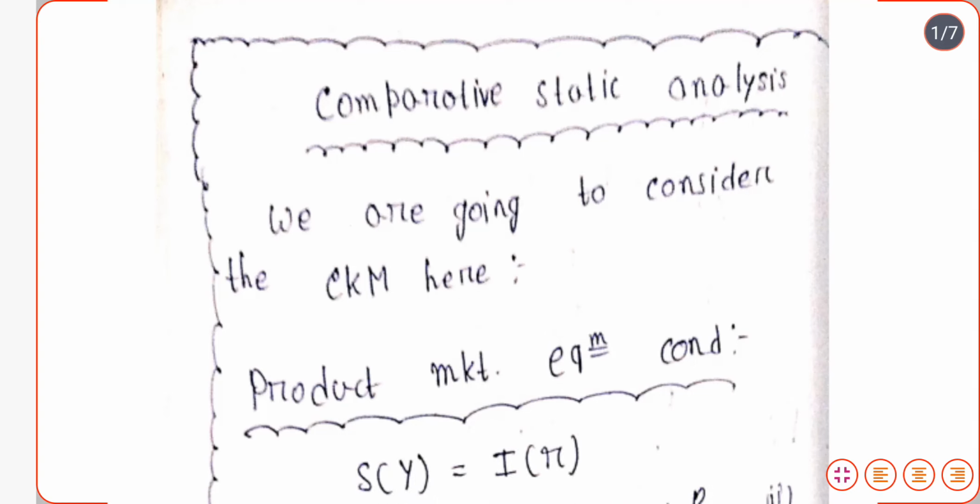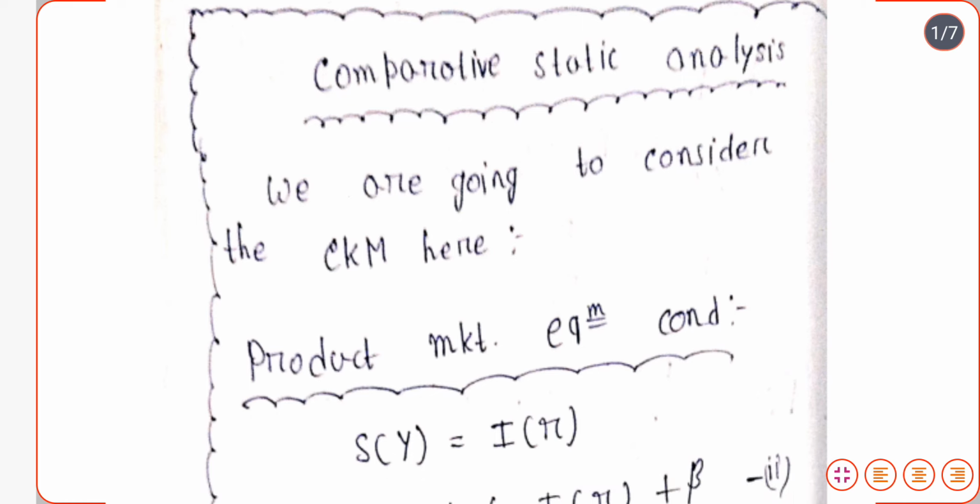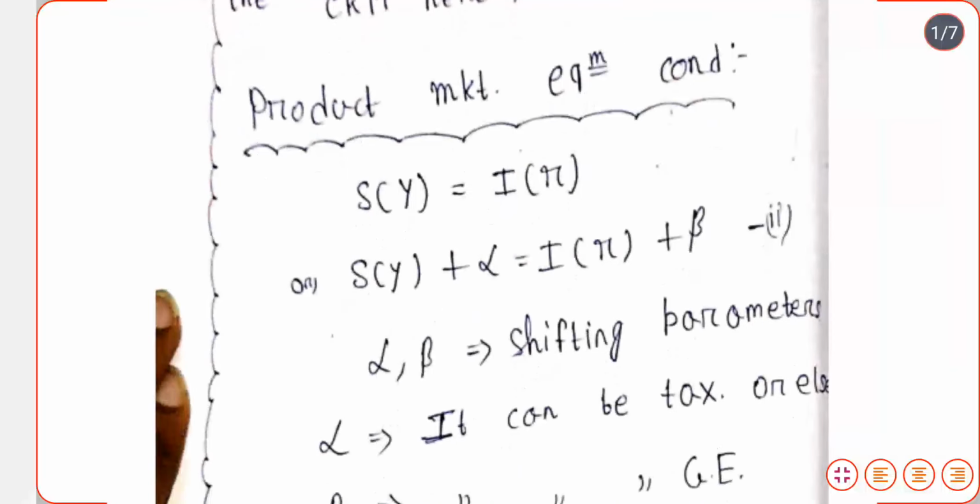Today's topic is comparative static analysis. In comparative static analysis, we are taking a model from macroeconomics called the complete Keynesian model, and we have derived some equilibrium conditions from it. We are going to use those equilibrium conditions. The first equilibrium condition we are going to use is the product market equilibrium condition.